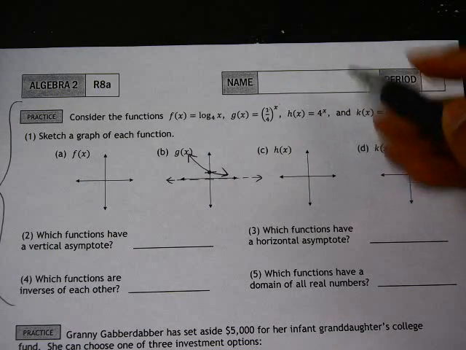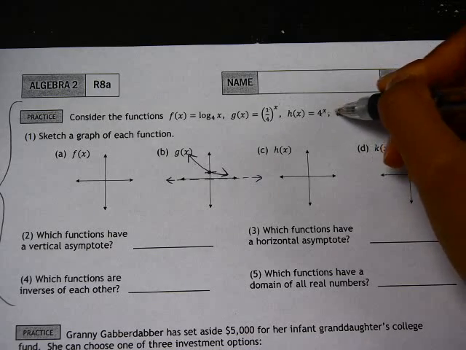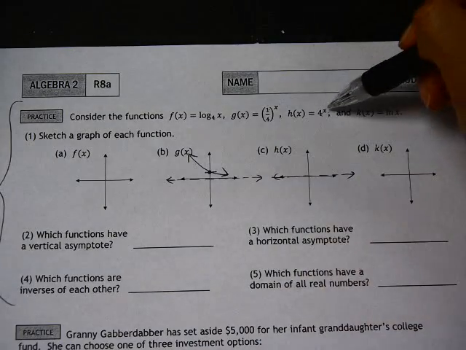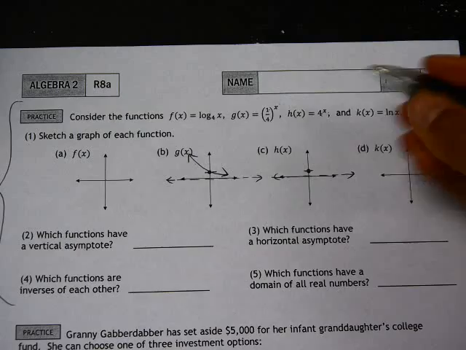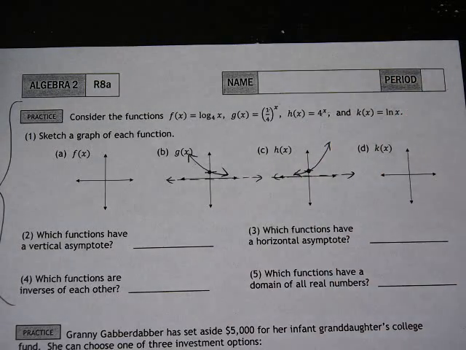Alright, now the other exponential function also has an asymptote at 0 because there's no number being added or subtracted here. So the graph's going to approach 0. Our y-intercept again is 1 because 4 to the 0 is 1. And this is increasing, so it's going to look like this.